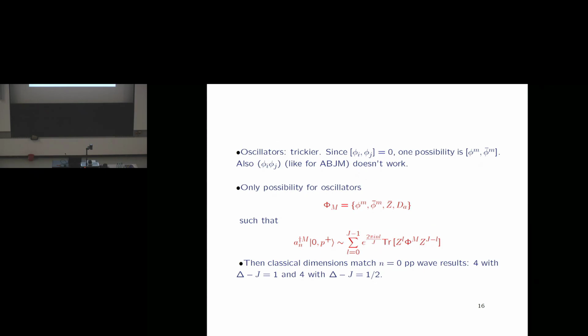However, the oscillators in this case are trickier. Since phi j commute, one possibility is to have commutator of phi with phi bar. Another possibility would be a product phi j, like it happens for the ABJM case, but we find that neither of these works. They don't give the right dimensions. So the only possibility for oscillators that gives the right dimensions, at least for n equal to 0, is this phi and phi bar, the usual phi bar and D A, just that also including Z bar this time, in a kind of unusual situation. So the oscillators are written in the usual way. And then the classical dimensions for n equal to 0 match the PP wave results, meaning we have 4 oscillators with energy 1 and 4 with energy 1/2.